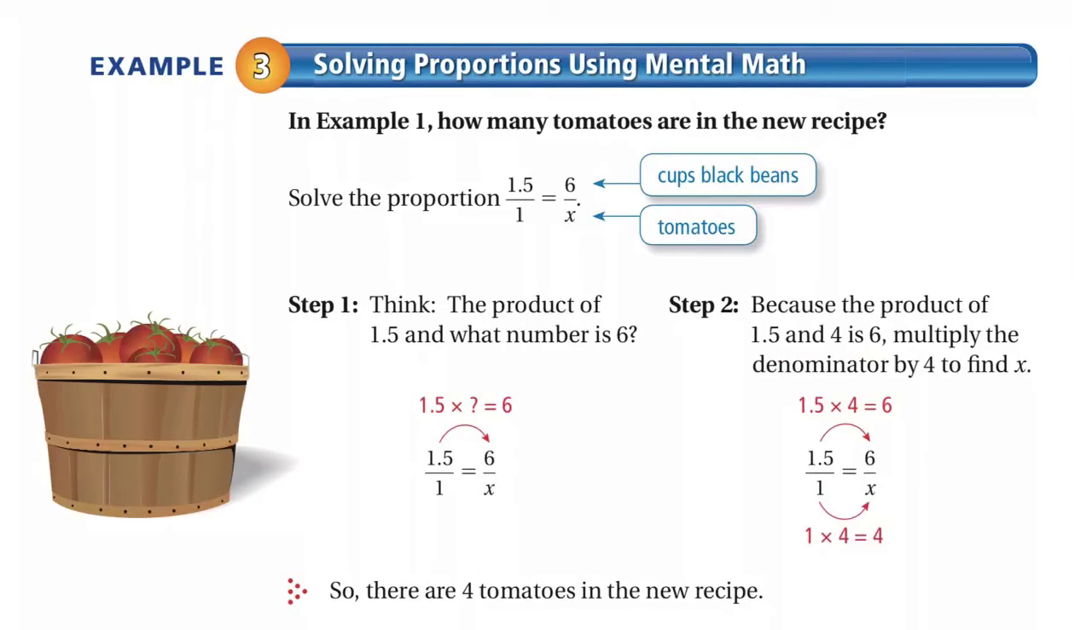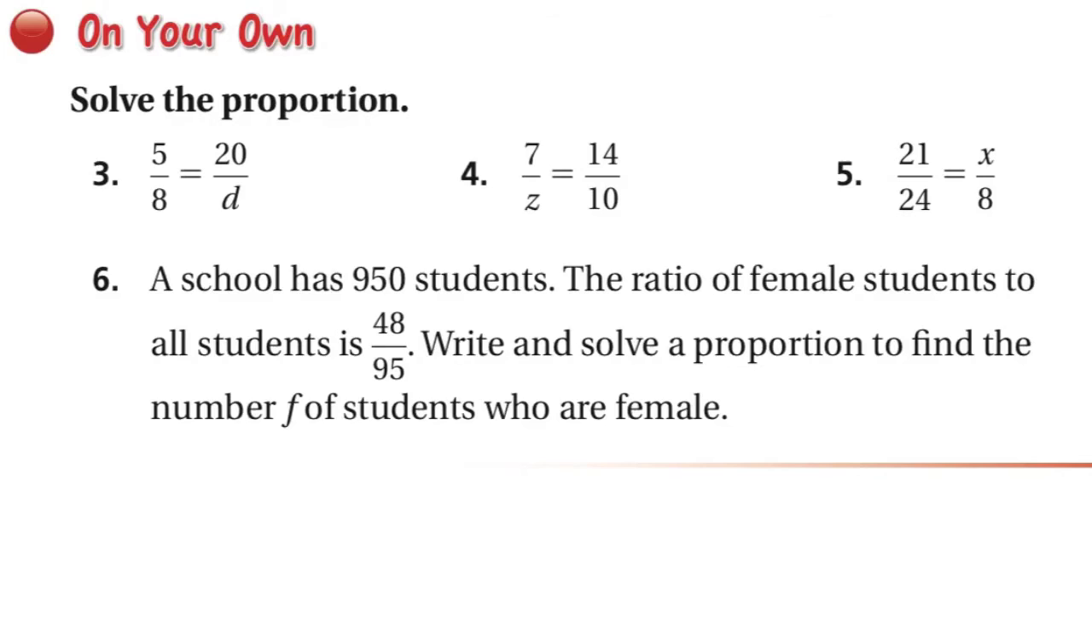Because the product of 1.5 and 4 is 6, then you multiply the denominator by 4. And you find that 1 times 4 equals 4. So 4 tomatoes. Now you solve these proportions on your own using mental math.